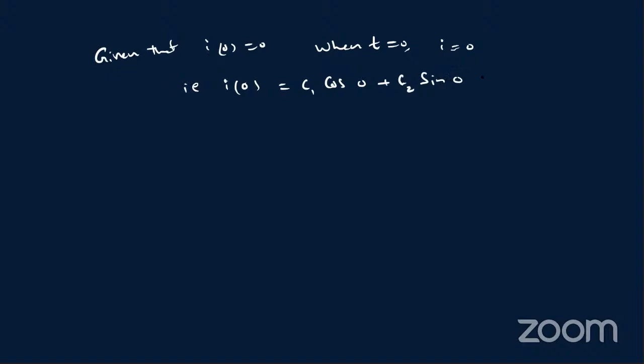Given that, what is given? I of 0 equal to 0. Let me explain once again. When t equals 0, I is given as 0. Therefore, I of 0 is equal to C1 cos 0 plus C2 sin 0, because when t equals 0, t by root LC becomes 0. Sin 0 is 0, cos 0 is 1. Therefore, C1 equal to I of 0, which is given as 0 only. Therefore, C1 equal to 0.